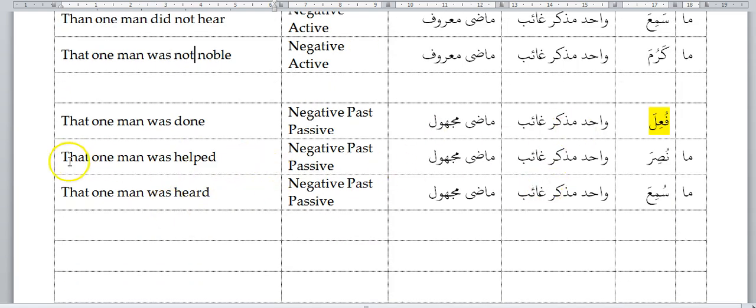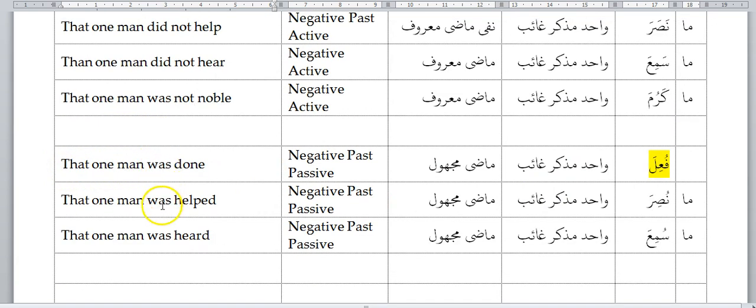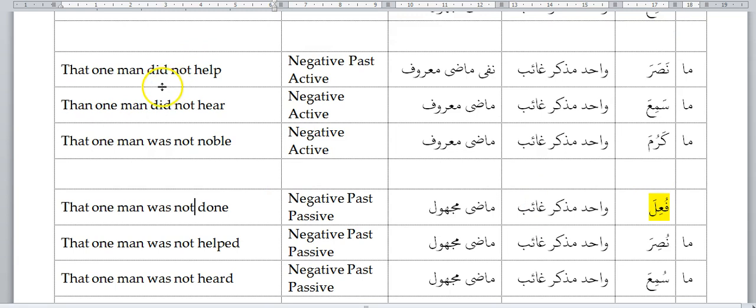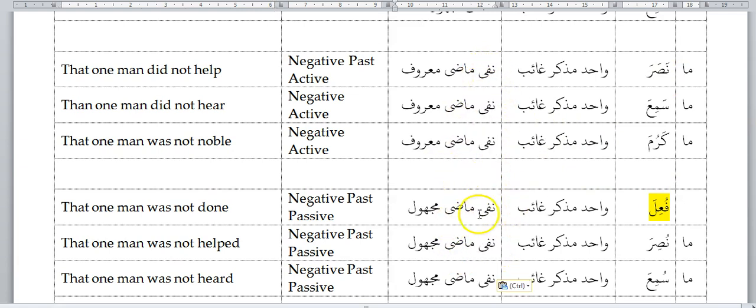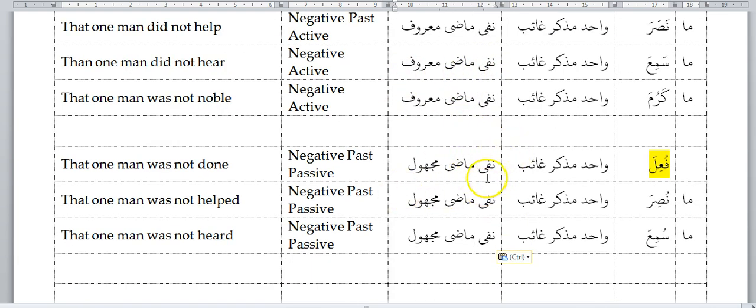And in the majhul, the same thing. That one man was not helped. That one man was not heard. That one man was not done. So in the English you have to slightly tweak the translation, but in Arabic it's all the same. All of these now become nafis. Nafi madi ma'ruf, nafi madi majhul. So majhul just means when an action has taken place, but we don't know who has done that action.